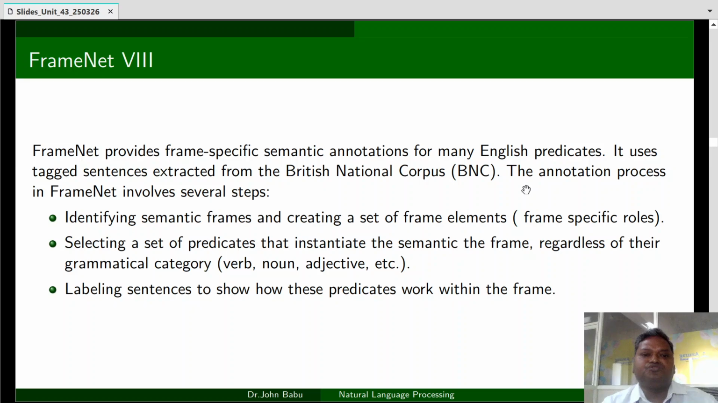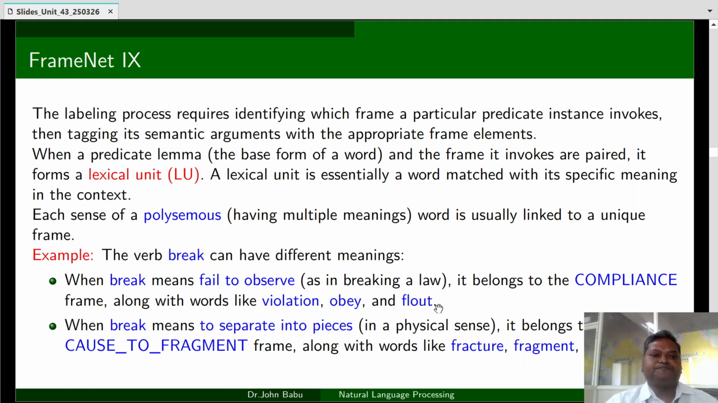The annotation process is a three-step process. Firstly, we have to identify the semantic frame which will be invoked by the predicate, and create a set of frame elements or the roles which are specific to the frame. Then select a set of predicates that instantiate the semantic frame, regardless of their grammatical category; even verb or noun or adjective can evoke that frame. Then label sentences, showing how these predicates work within the frame. This is the process of annotation.